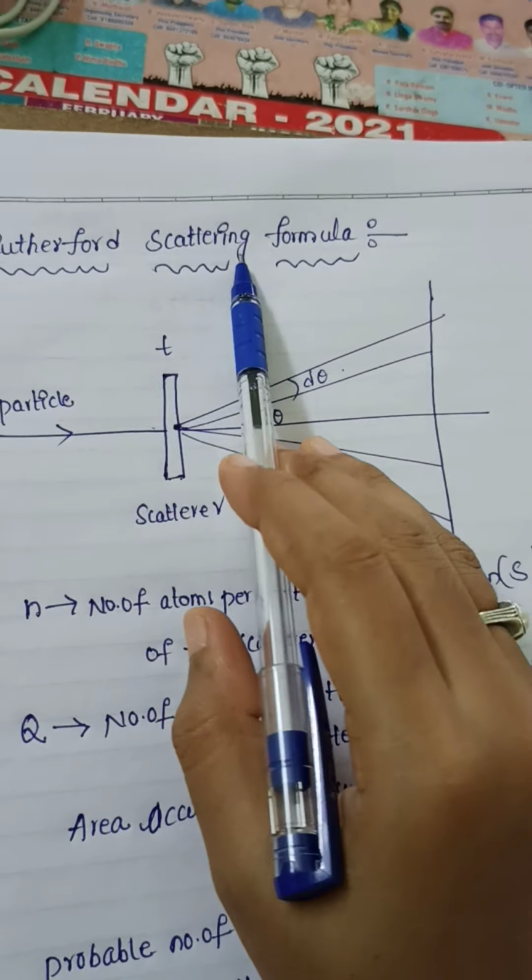The small n can be named as the number of atoms per unit volume of the scatterer. And if you take Q, what does it mean? The number of alpha particles that strike the unit area of the scatterer.